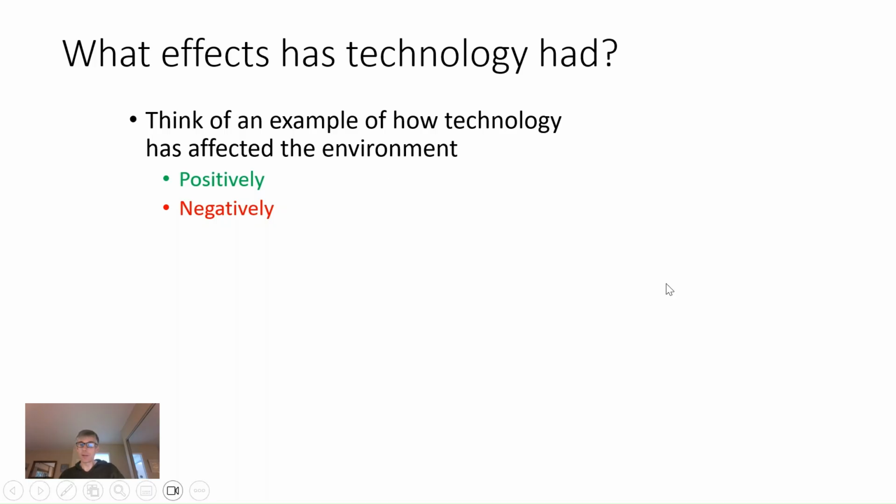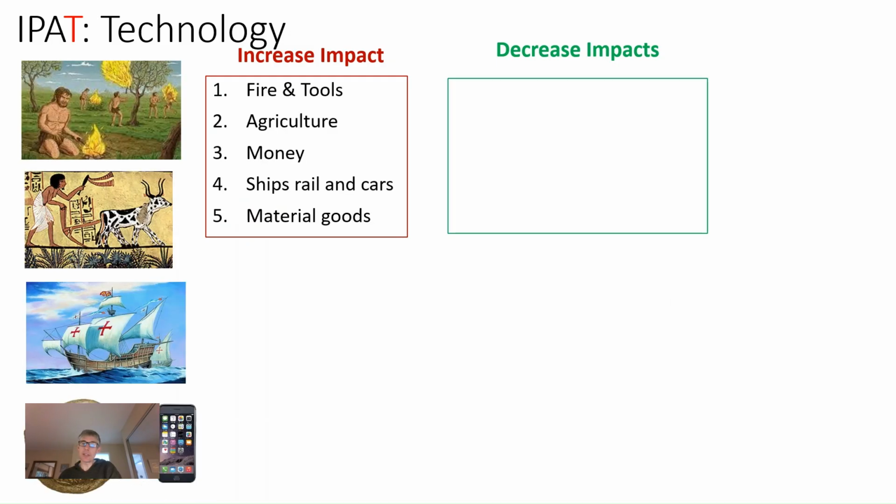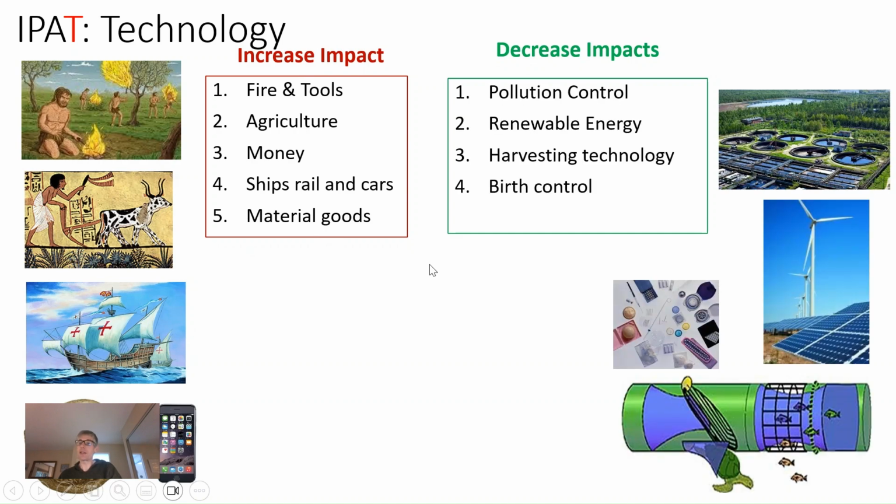That's an example. Okay. So let's think about those technology impacts, increased or decreased. You think about things like fire, agriculture, money, which facilitated increased trade, ships, also more transport and trade, or material goods. These are all ways in which we've increased impact because we've been generating greater resource use. You can decrease impacts, though, with things like pollution control, like a sewage plant, or by switching to renewable energy, or using harvesting technologies, for example, like GM, genetic modification, to increase crop yields, or birth control.